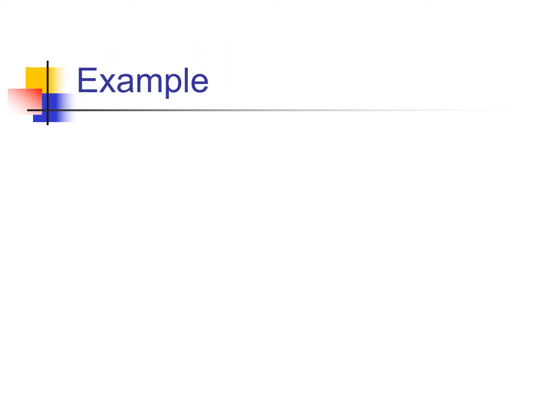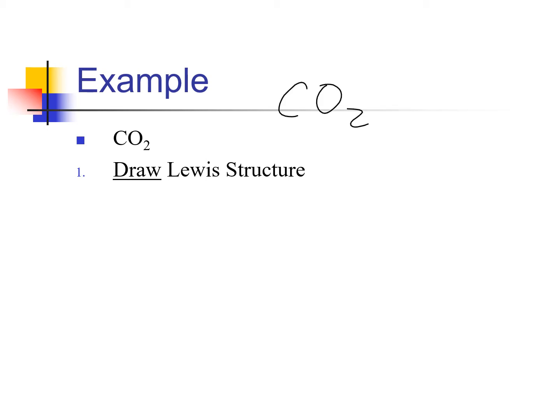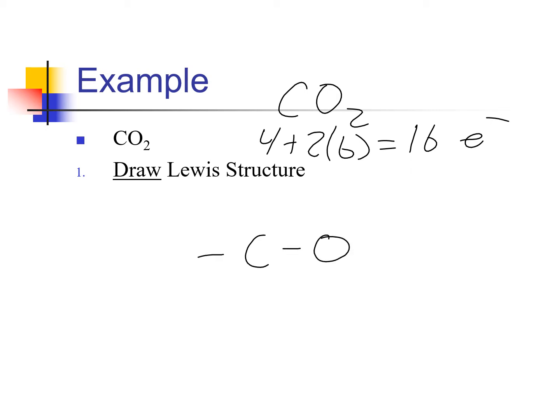So, let's do an example. CO2. Let's draw the Lewis structure out for this. I'm going to go through the full process. So we have CO2. Carbon has 4 valence electrons. There's 2 oxygens, each with 6. So that's 12 plus 4 is 16 electrons. So carbon, oxygen, oxygen. I just used up 4. Then I used up 12 more, because I placed 12 electrons around the oxygens. There are no electrons left over.